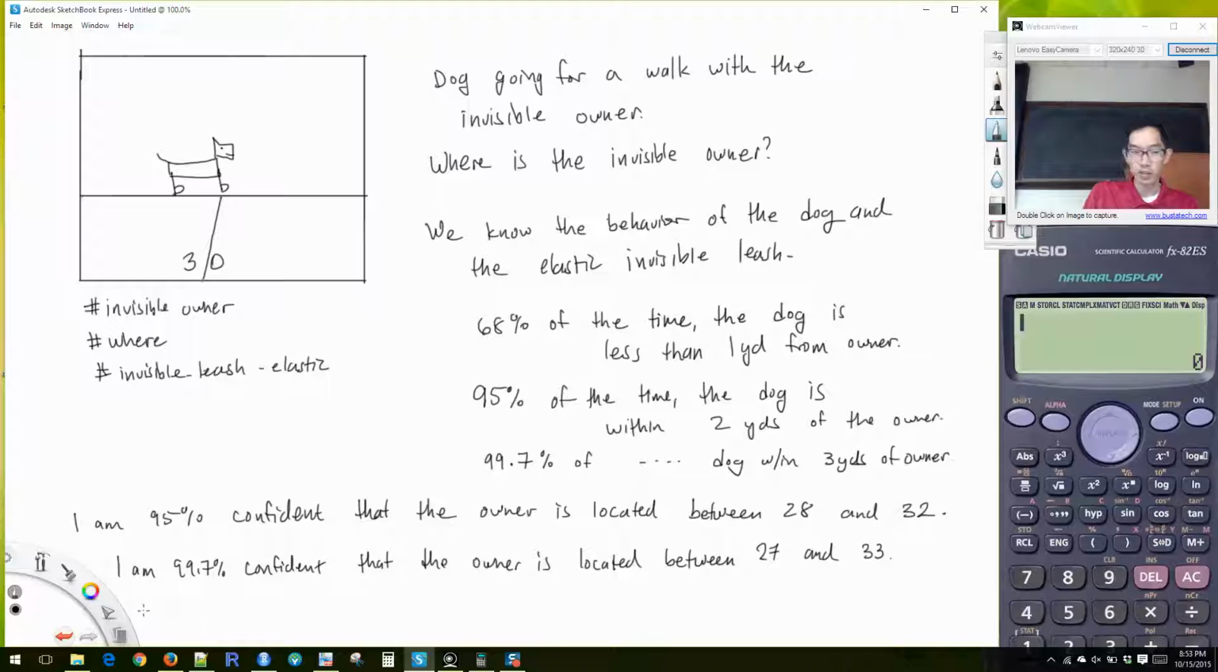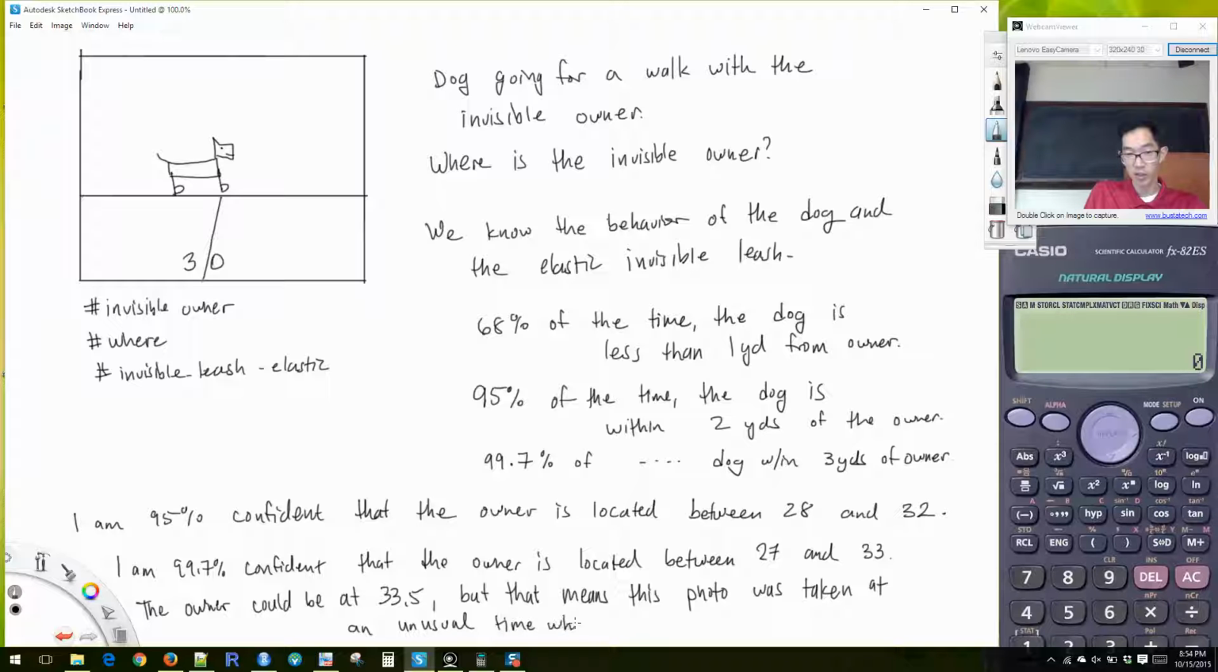Okay, so I'll write that here. The owner could be at 33.5, but that means this photo was taken at an unusual time, when the dog was more than 3 yards away from the owner.